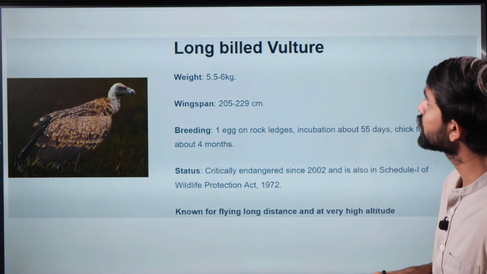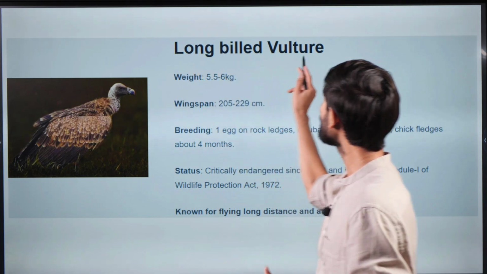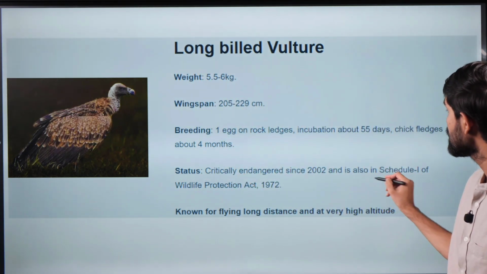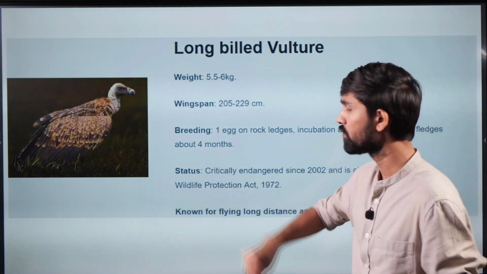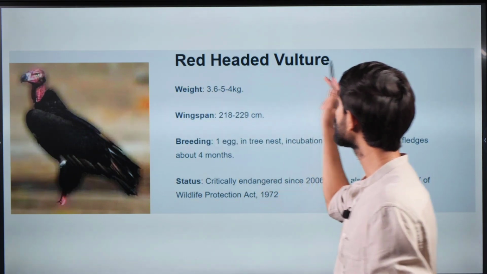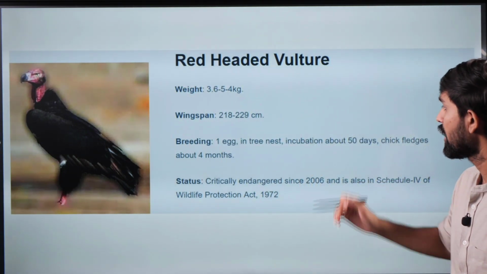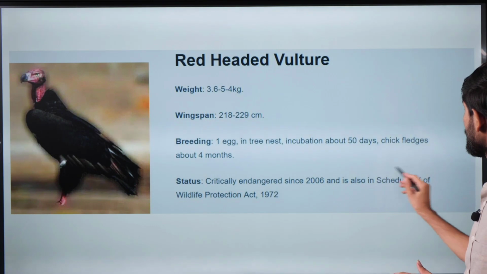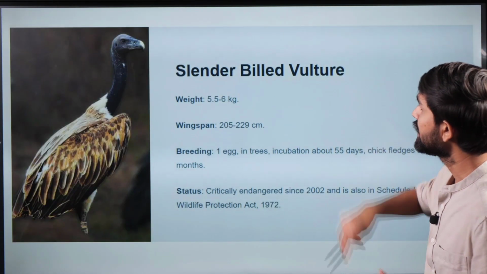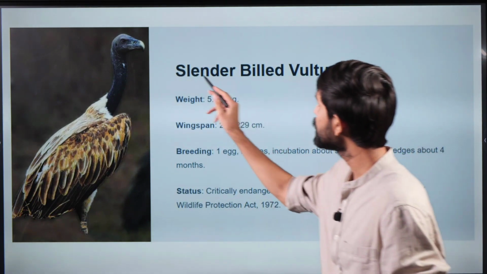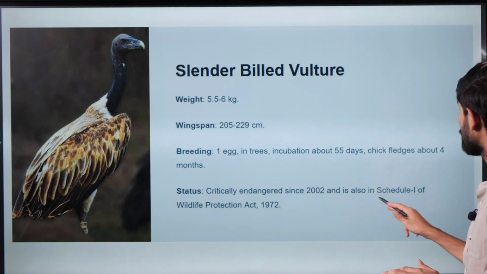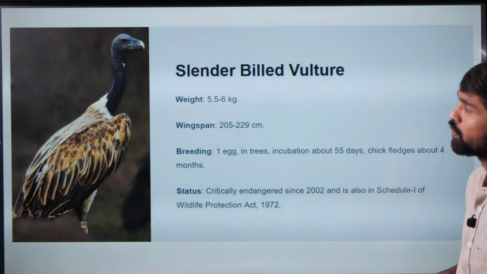Second vulture which is also critically endangered is the long-billed vulture. This is also critically endangered and hence protected under Schedule 1 of the Wildlife Protection Act. Third vulture is the red-headed vulture, which is also critically endangered and hence protected under Schedule 4 of the Wildlife Protection Act. Next vulture which is also critically endangered is the slender-billed vulture. It is also critically endangered and protected under Schedule 1 of the Wildlife Protection Act.